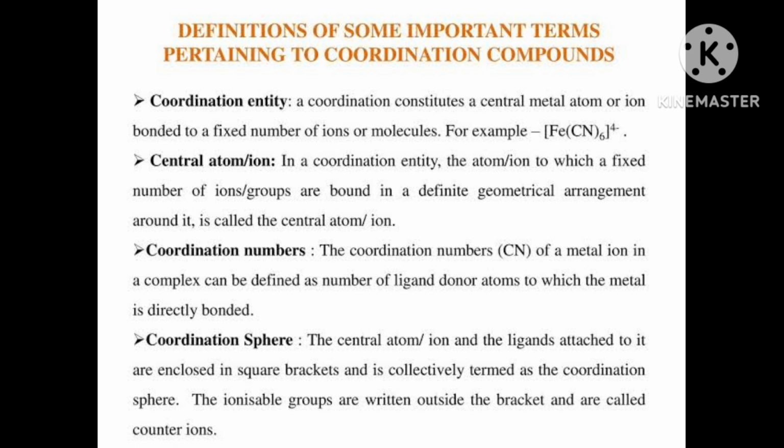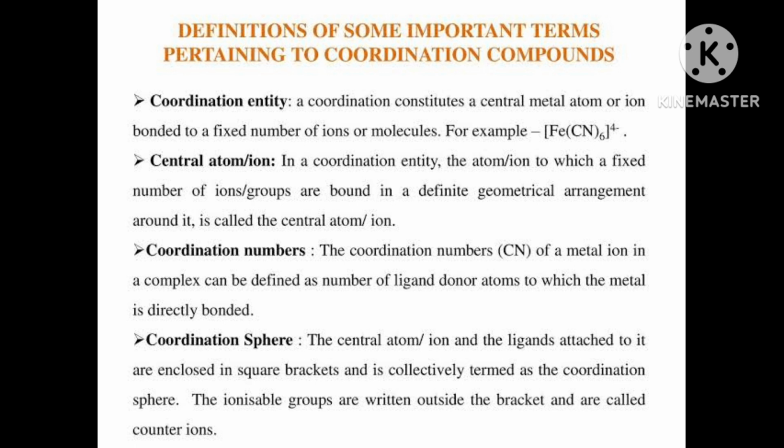Third example, Fe CN whole 6. It is in a square bracket, outside 4 minus. Then this is again an entity or complex anion, because it is negative, 4 minus charge is there. If charge is given, according to the charge you can tell cation or anion. What type of charge is there outside the square bracket? On that basis, you can tell it is a cation or anion.